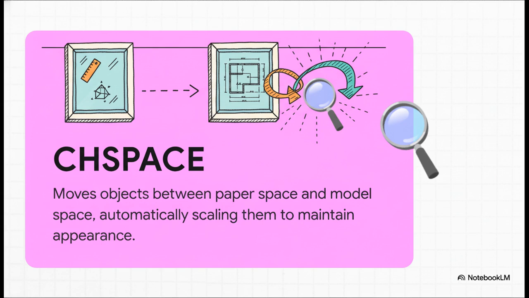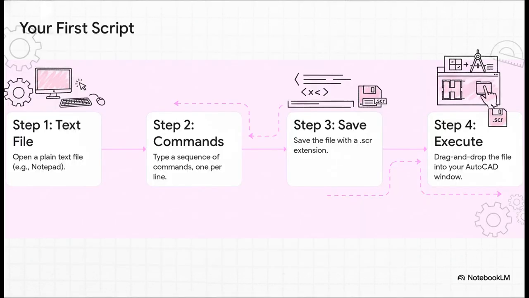It's amazing. And that brings us to scripting, which sounds way more complicated than it is. You do not need to be a coder for this. All you do is open up a plain text file like Notepad and just type the commands you want to run, one after another, exactly as you would at the command line. Save that file with a .scr at the end, and then just drag and drop it right into your AutoCAD window. That's it. It'll run everything instantly. Imagine automating your whole new drawing setup process. It really is that simple.